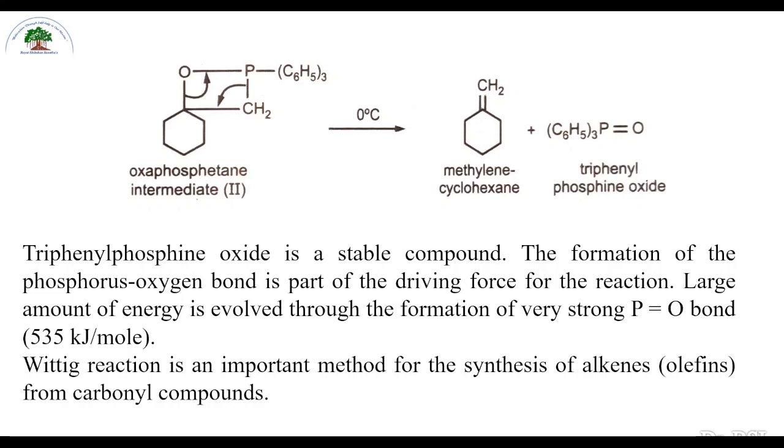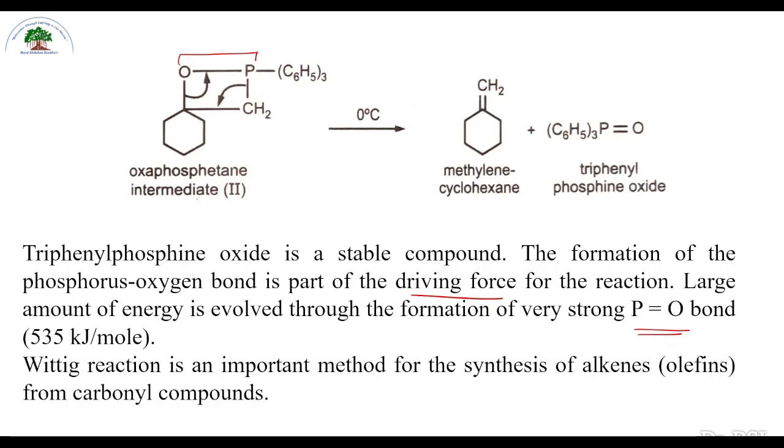Triphenyl phosphine oxide is a stable compound. The formation of the phosphorus oxygen bond is a part of the driving force, as this phosphorus oxygen bond is a stable one. So the driving force of this reaction is the formation of a strong phosphorus oxygen bond. A large amount of energy is evolved through the formation of the very strong P-O bond, near about 535 kilojoules per mole.